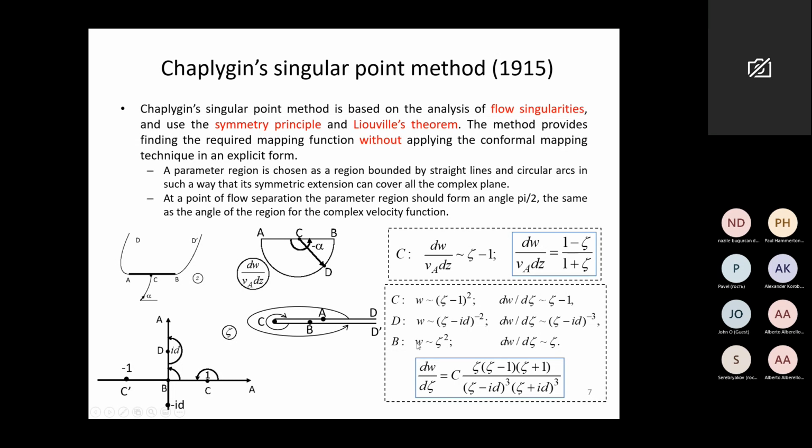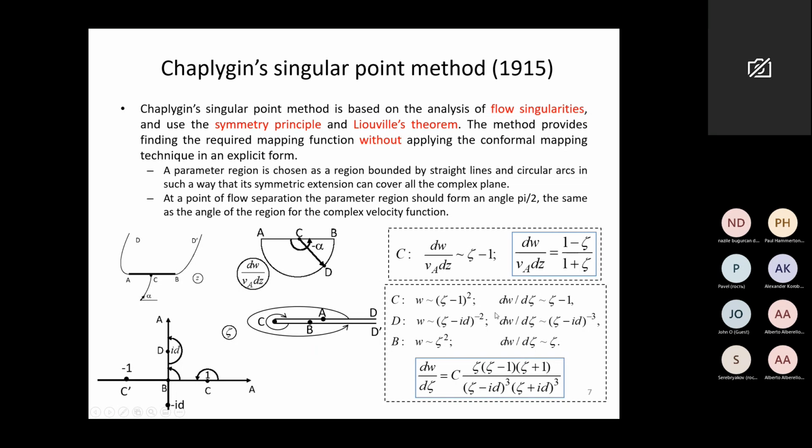Also, we need to add a point corresponding to the origin, because at point B we have angle pi, and in the parameter plane angle pi over 2. So the transformation is not conformal here because of different angles. It means we need to put here a zero of the second order in the potential to provide conformal mapping near the point B. So again, we determined all zeros and poles in the first quadrant.